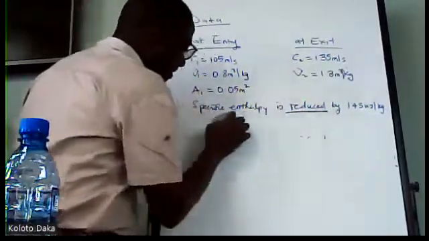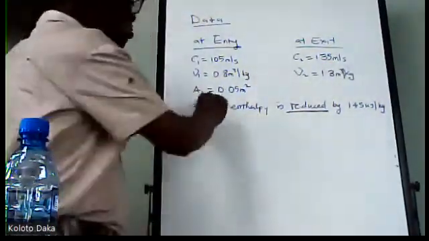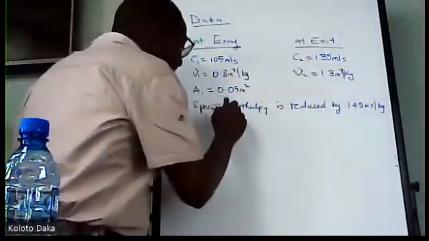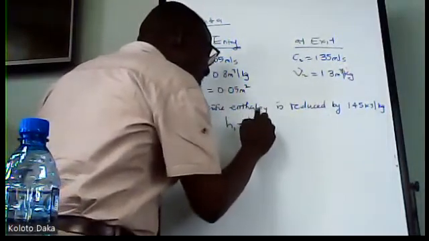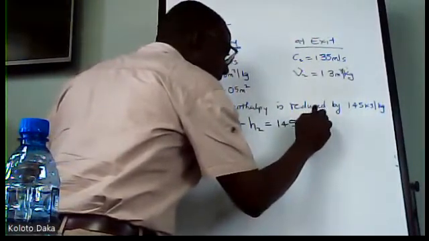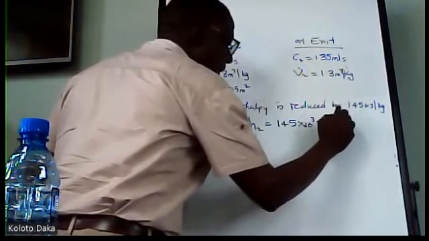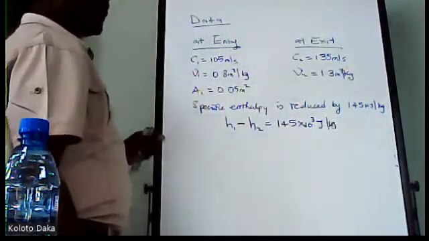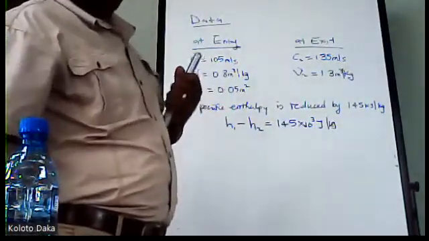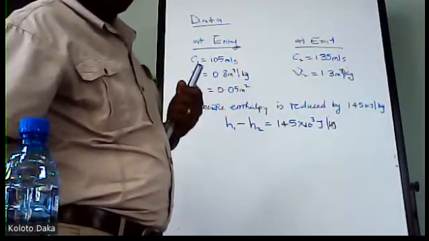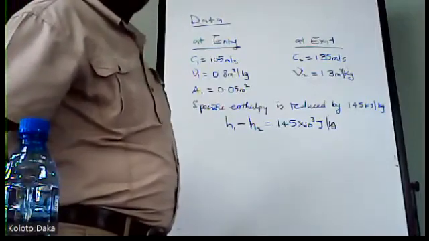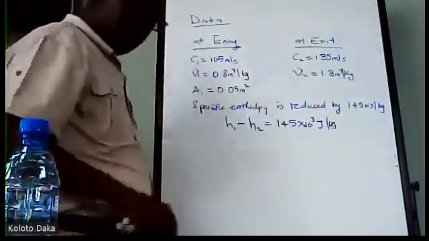Good. So this statement does not mean H1 or H2. What this statement means is that H1 minus the smaller one, H2, is equal to 145 times 10 to the power 3 joules per kg. Are we together? Proceed with the question. All right.